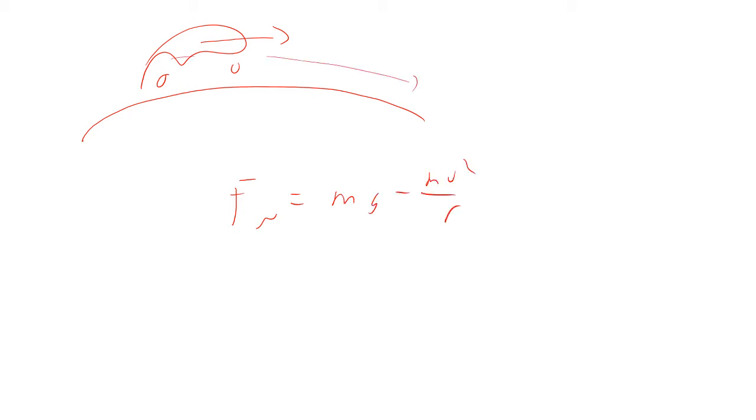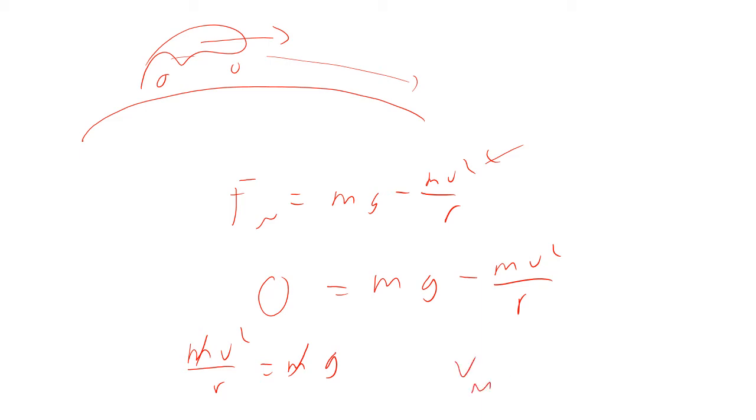As you go over the hill here, the normal equals mg minus mv squared over r. Well, the faster you go, the bigger the v. Eventually, you reach a point where the normal is 0. That gives you the maximum velocity, because you don't want the normal to go negative. So for the maximum velocity, we just do some algebra: mv squared over r equals mg, the m's cancel, so the maximum velocity is going to be the square root of rg.